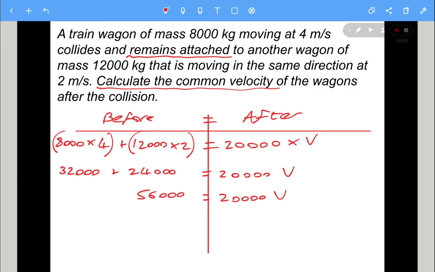And then we just need to make v the subject. So we need to get rid of times 20,000, so it should be 56,000 divided by 20,000. Hopefully you got this okay. Let's check the answer. And that will give us 2.8 meters per second for the common velocity after the collision. So hopefully you found that one all right. Let's move on.